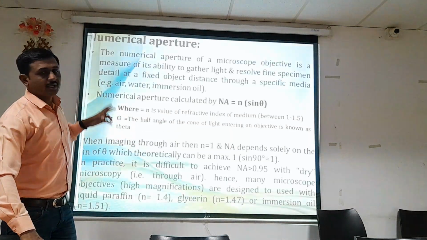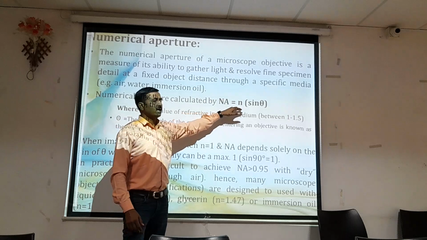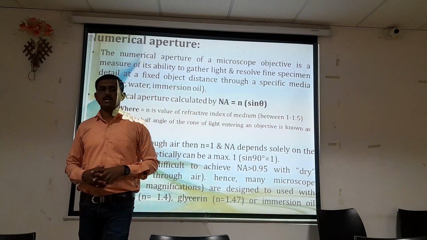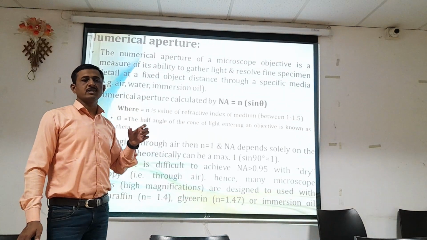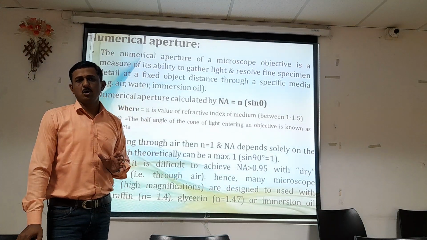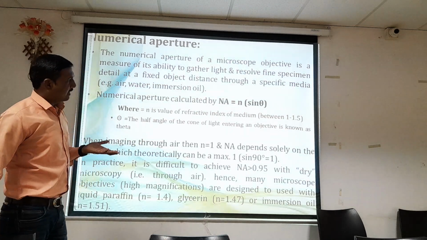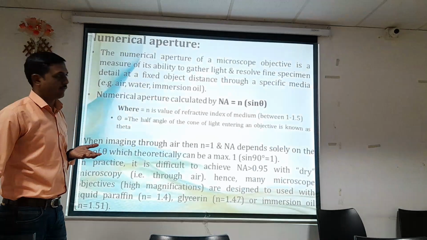So it is a numerical value, and you can calculate it by using a formula. Numerical aperture is equal to n into sine theta, where n is the refractive index of your medium, and theta is half of the angle of the cone of light entering the objective. So depending upon which type of medium you are using, the numerical aperture value can vary.